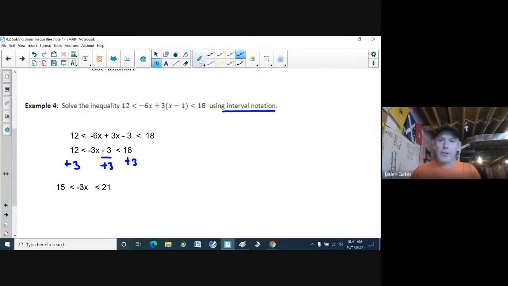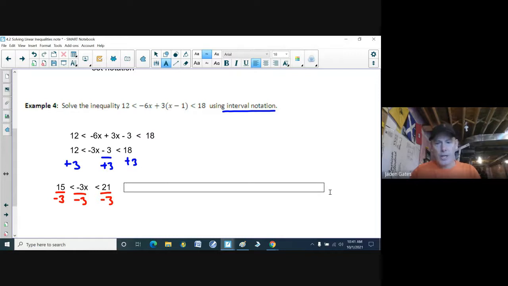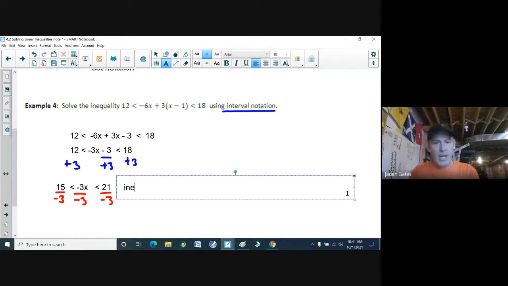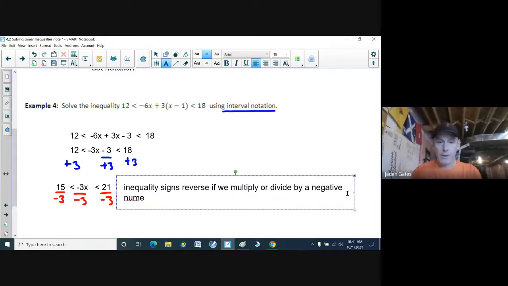Now, here's the catch. There's always a catch, isn't there? I got to get x by itself. I'm going to divide by negative 3. Which is probably hopefully no surprise. What I do in the middle there, I'm going to do on the left, and I'm going to do on the right. Now, here's the key here. Here's the trick, is that the inequality signs reverse if we multiply, because that can happen too, or more likely divide by a negative number, which I just did.